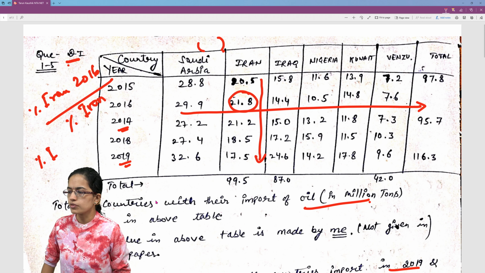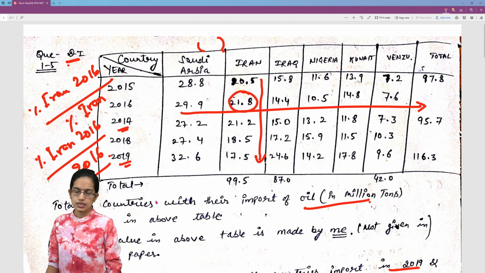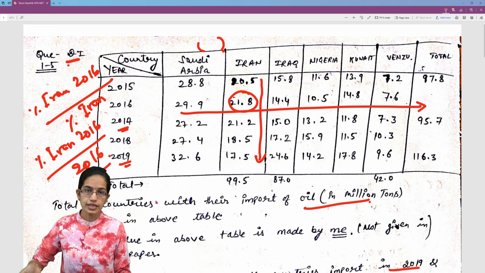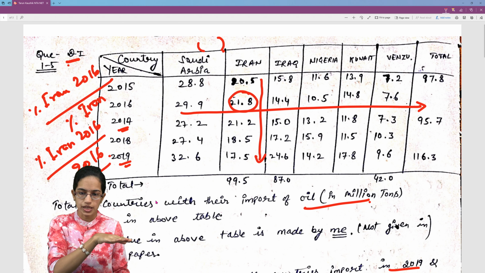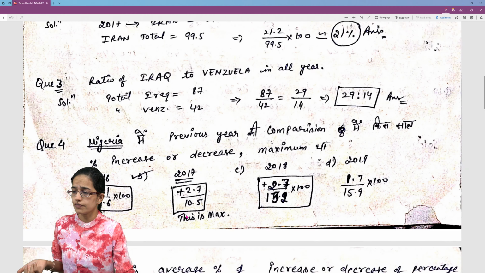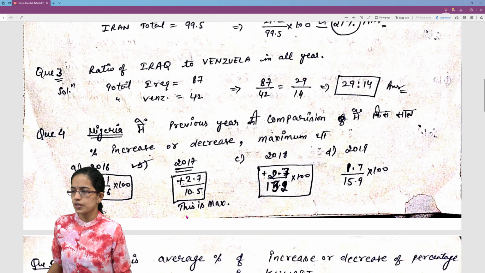However, there could be a question where you are asked percentage of Iran in 2016 divided by all the imports in 2016. So you would take the horizontal row. In the first case, you would take the vertical column. In the second case, you would take the horizontal row for 2016. So that's a very important aspect that you need to understand.